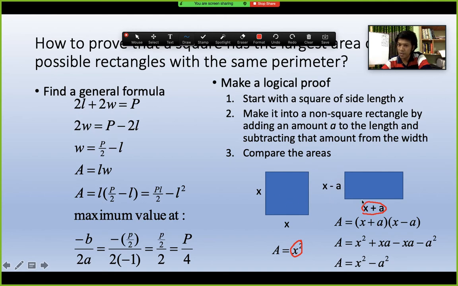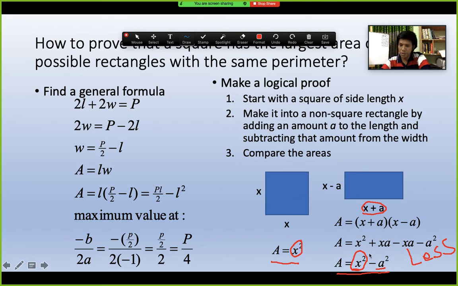Your perimeter is same. But what happens when you do that? If you try to find out the area, basically your area becomes x square minus a square. This area is x square and this area is x square minus a square. That means from x square, here you are subtracting something. That means you are taking away something more. That means this area will be less. Suppose this area is 10, and you are taking something from that 10. That means this area will be less and this area will be more.